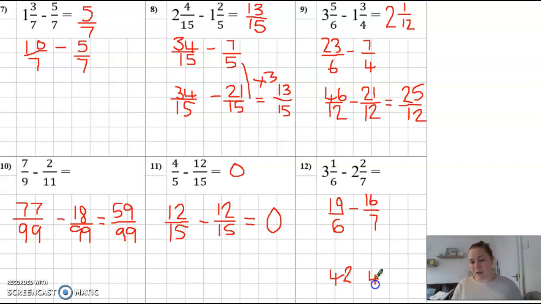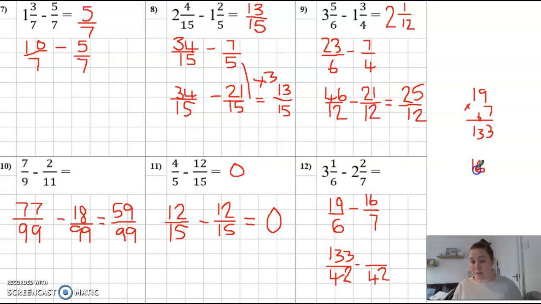Okay, so 6 times what is 42? 6 times 7. So I'm going to have to times 19 by 7. Now I'm going to do it here just to check I don't make a mistake in my head. So 19 times 7 is 133, okay. And then for my other one, I'm going to look at what do I times 7 by to get 42? I times it by 6, so I have to do 16 times 6.